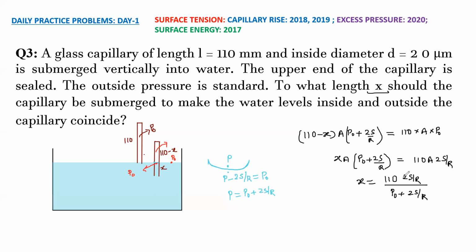I hope you have understood this. In water, the contact angle is 0, so r is nothing but D by 2. The radius of the meniscus is also the radius of the cylindrical tube. So if you substitute that and the value of surface tension for water, then you will get x in millimeters. And P0 is 10 power 5, as you know. I hope you have understood this.